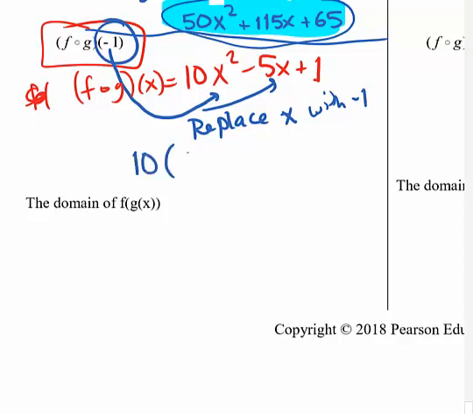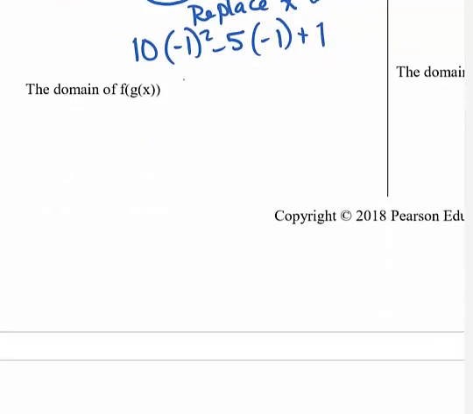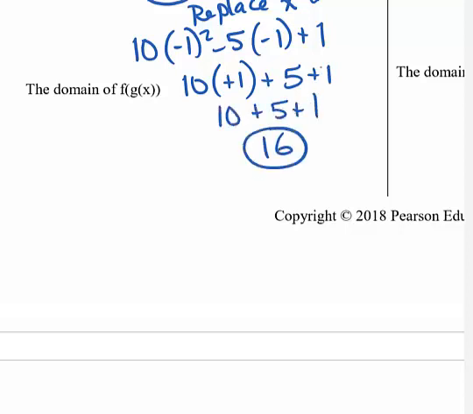So what I want is 10 times negative 1 squared minus 5 times negative 1 plus 1. So what'll that be? Well, negative 1 squared is positive 1. And then negative 5 times negative 1 is positive 5. So pretty much we have 10 times 1, which is 10, plus 5 plus 1, that's 16. So that's the answer there.